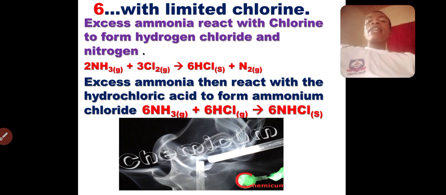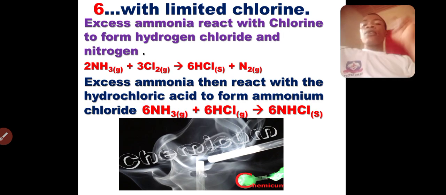Also, with limited chlorine, ammonia can react with chlorine to form hydrogen chloride and nitrogen. However, because the ammonia is in excess, that HCl that was formed in gaseous state, not in solid state, can react with more ammonia to give us white fumes of ammonium chloride. That is with limited chlorine.